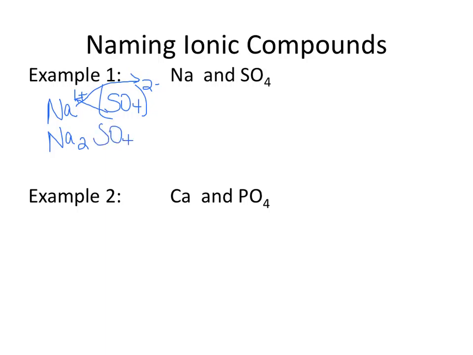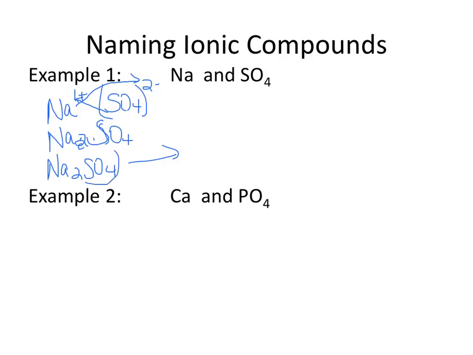Some people in physical science want to put parentheses there because sometimes they need it, sometimes they don't. In this one, you would not need it because there's only 1 of them. So if you have it, I'm not going to count it wrong, but I'm going to go ahead and erase it along with all my other stuff. So this formula was Na2SO4. Really sloppy. Let's try that again. Na2SO4.